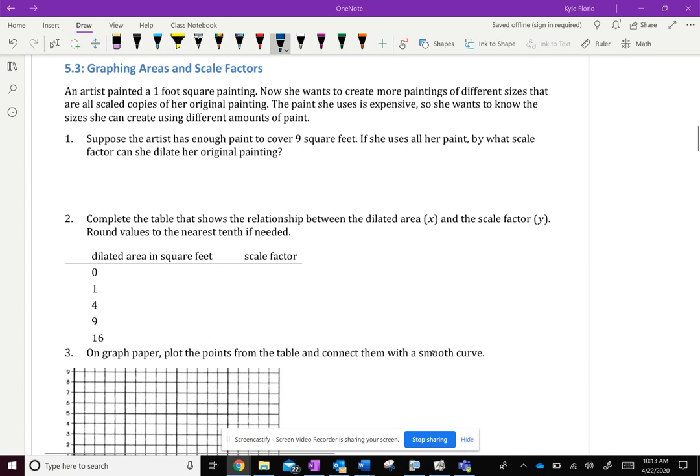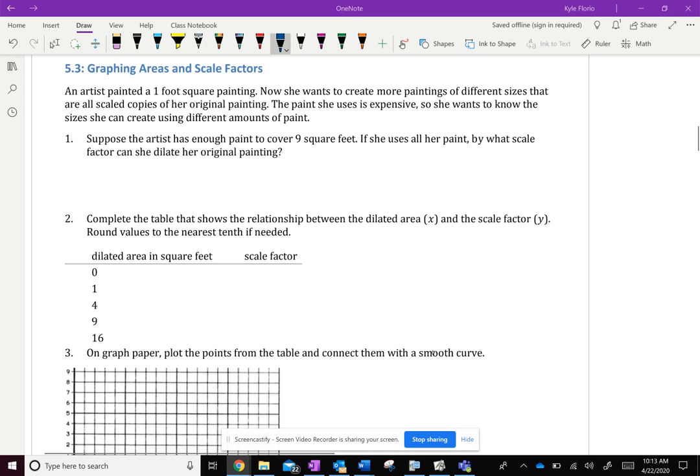An artist painted a 1-foot square painting. Now she wants to create more paintings of different sizes that are all scale copies of her original painting. The paint she uses is expensive, so she wants to know the sizes she can create using different amounts of paint. Suppose the artist had enough paint to cover 9 square feet. If she uses all her paint, by what scale factor can she dilate her original painting?